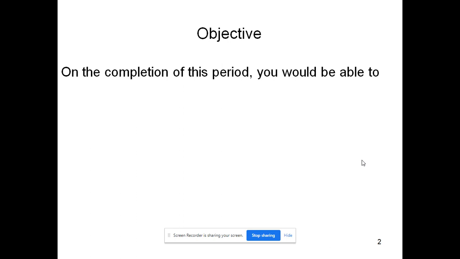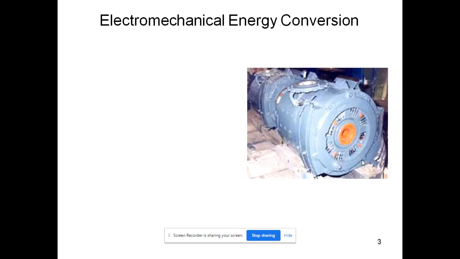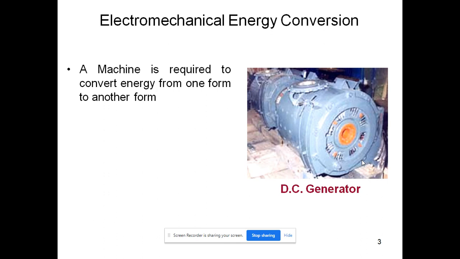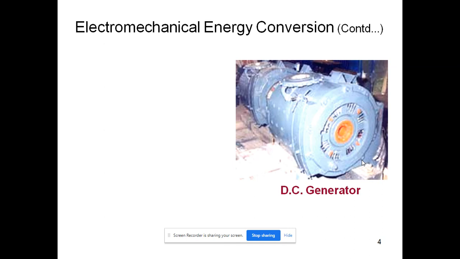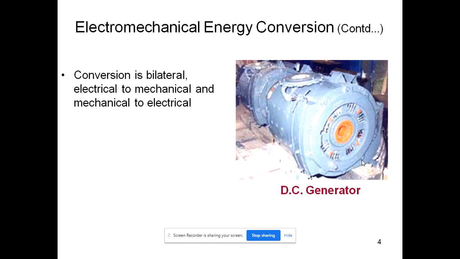and the main objective of this presentation is electromechanical energy conversion. You know that this is the DC generator, a machine which converts one energy to another energy. If the energy conversion is based on the production of dynamically induced EMF, then it is called a DC generator.